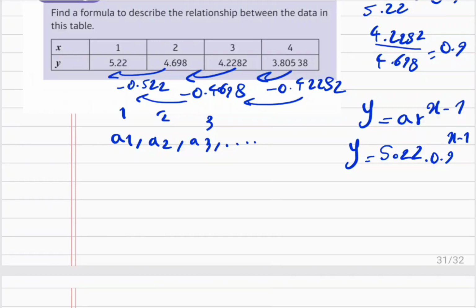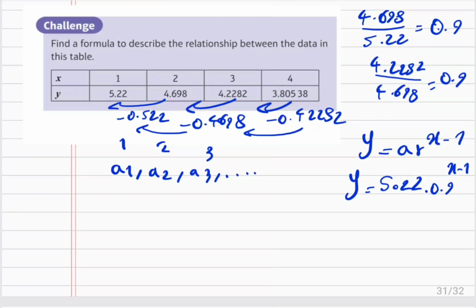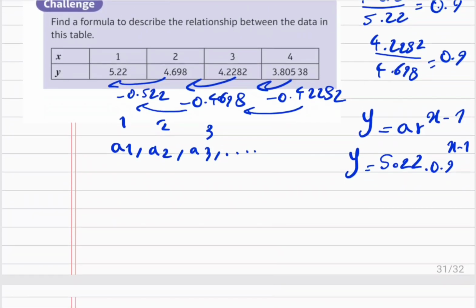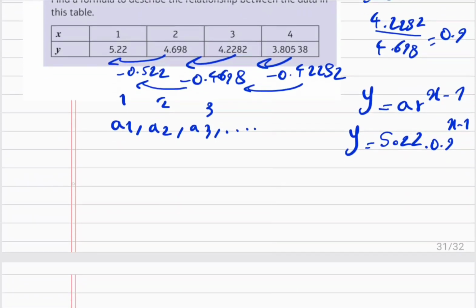Remember, x acts the same as n, because in the usual geometric sequence we say, for example, a sub n is equal to a1 times r to the power n minus 1, where n is just the number of the term. So that's why here x is basically playing the same role.